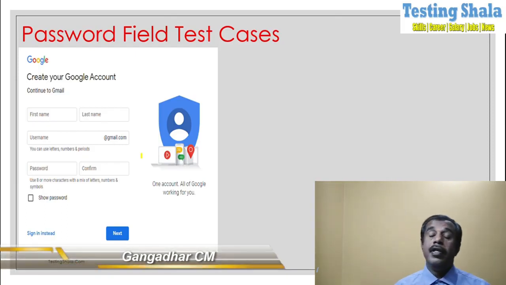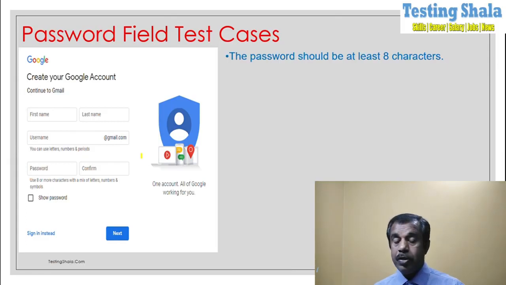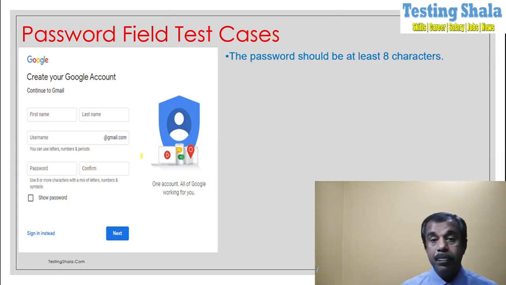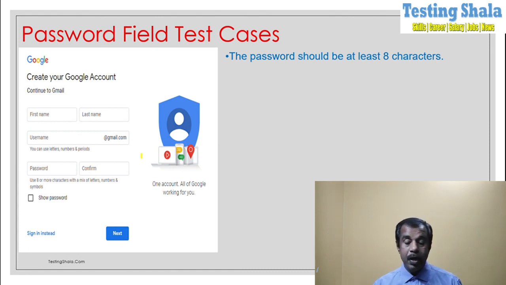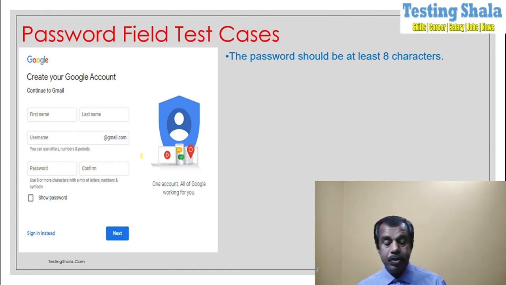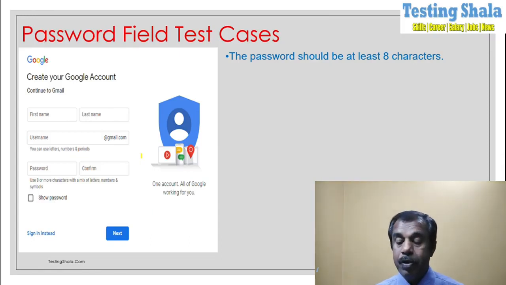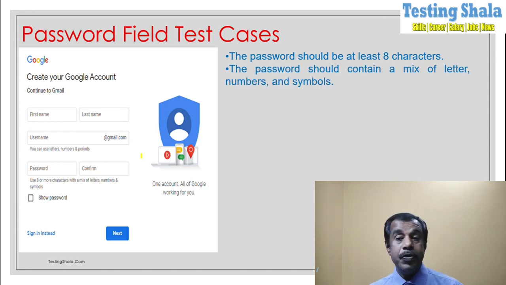So what are the different test cases we can write for a password? We have a requirement from Google Password where it says that a password can have 8 characters, and can have a letter, number and a symbol. So this is the requirement. Then you should validate that a password should be at least a minimum of 8 characters. Then the password should also be a mix of letters, numbers and symbols. That is the next test case.